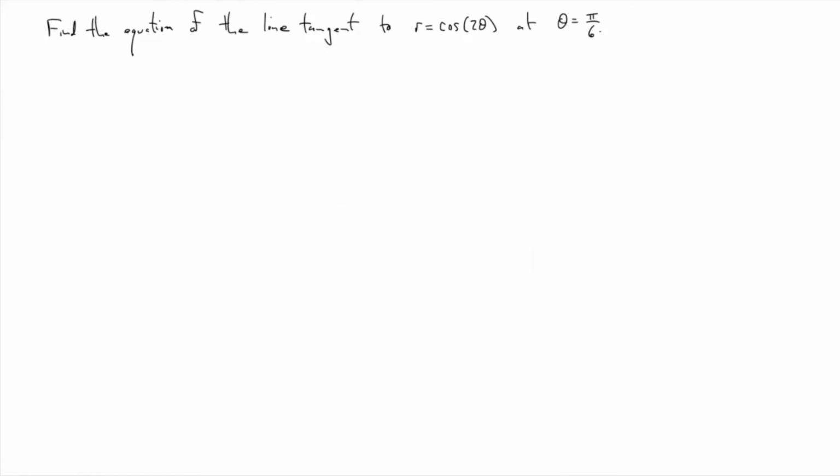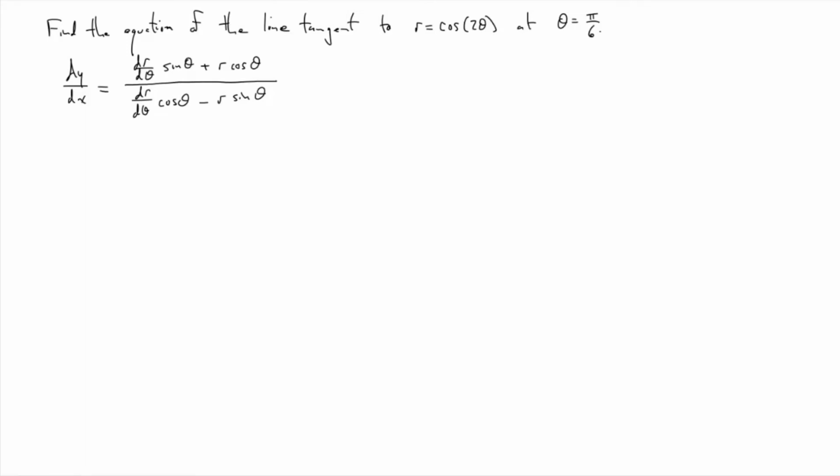Okay, let's use what we just learned to find the equation of the tangent line in the example that we were looking at, which was the function r equals the cosine of 2 theta, the four-petal rose, at the point where theta is equal to pi over 6. We need the derivative at theta equals pi over 6 in order to find the slope of the tangent line, and we have an expression for the derivative that we just worked so hard to find. It's this crazy expression right here.